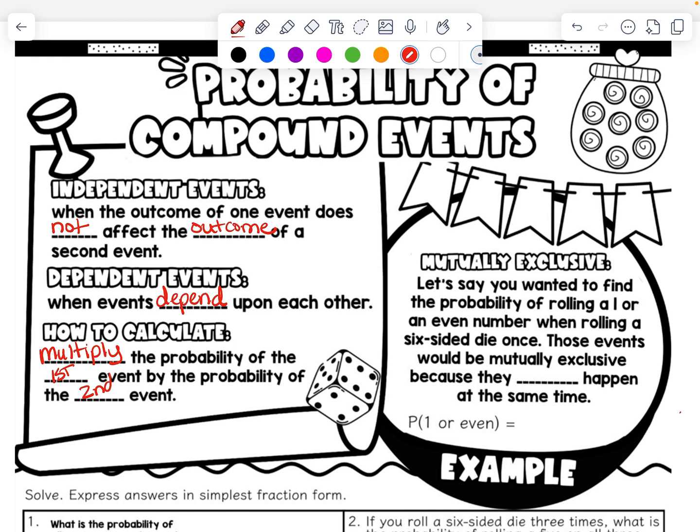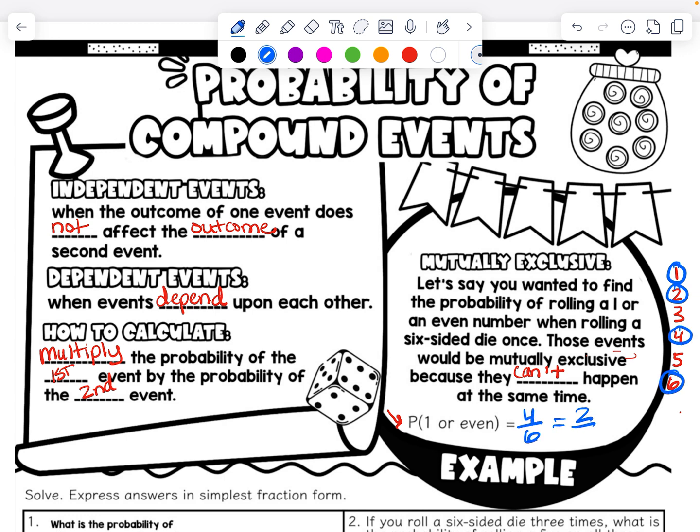Mutually exclusive events. Let's say you wanted to find the probability of rolling a 1 or an even number when rolling a six-sided die once. Those events would be mutually exclusive because they cannot happen at the same time, right? You can't roll a die and get a 1 and an even at the same time. You can't get a 1 and a 2 at the same time. So if you wanted to find the probability of getting a 1 or an even, you could list the things you could get when you roll a die, and how many of them would make you happy. A 1 or an even, there would be 4 numbers that are either 1 or even, and then you just apply that. So that's just looking at it logically.